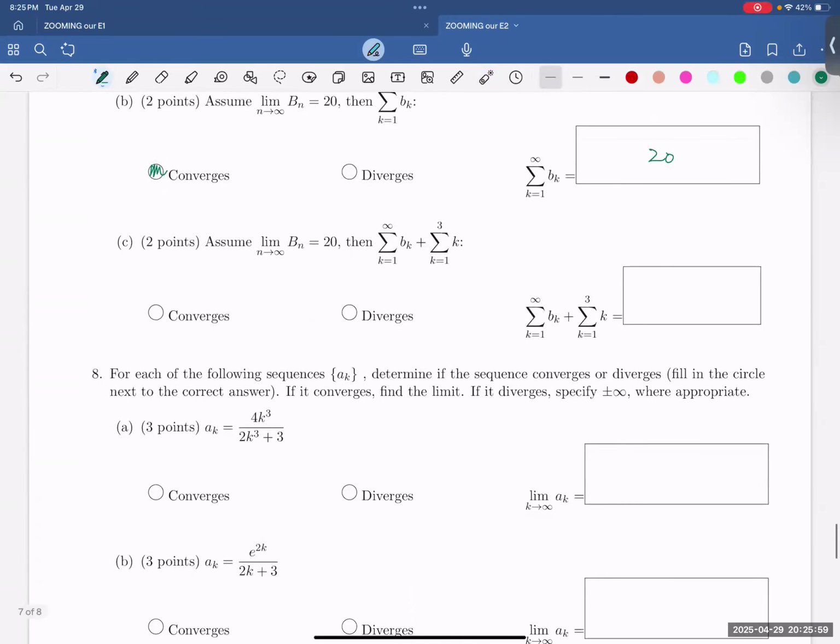Next question. Okay, so here you have this being 20. The sum of the first 3 terms of the series in k, that's 1 plus 2 plus 3, that's 6. So 26 converges.